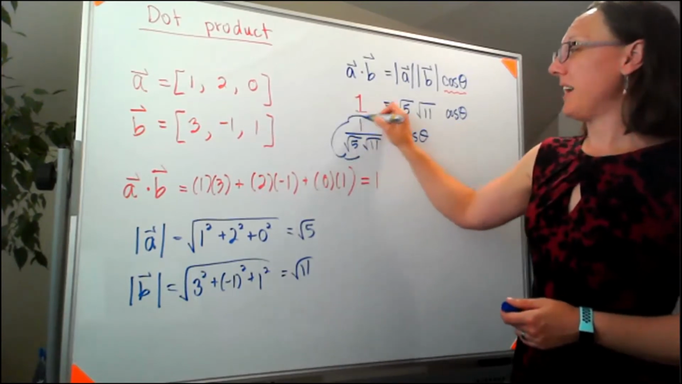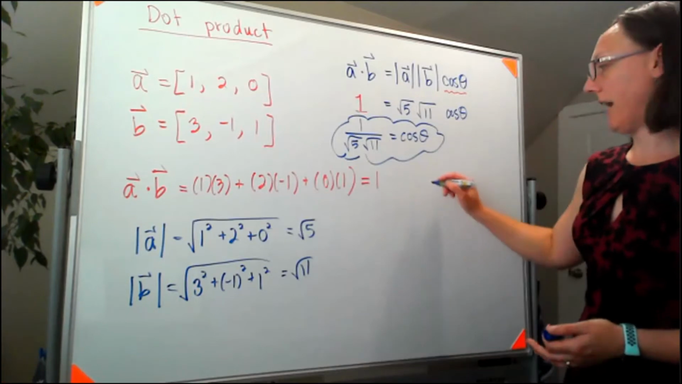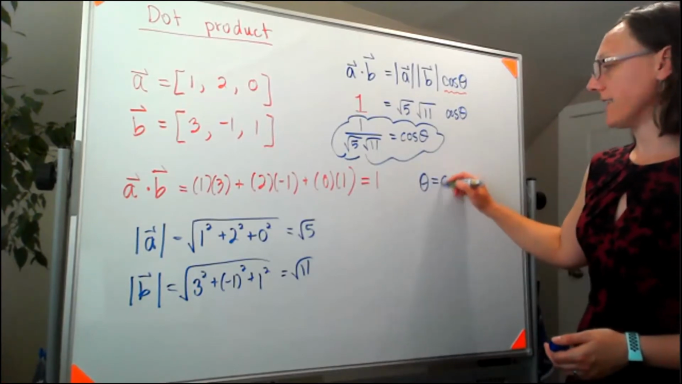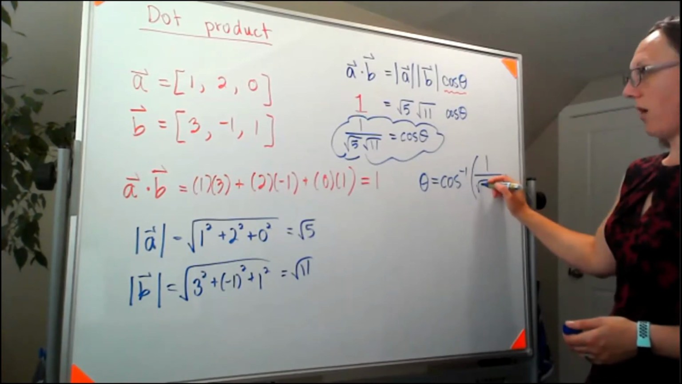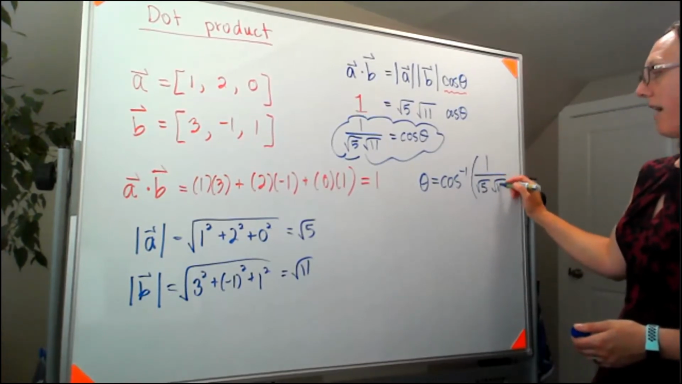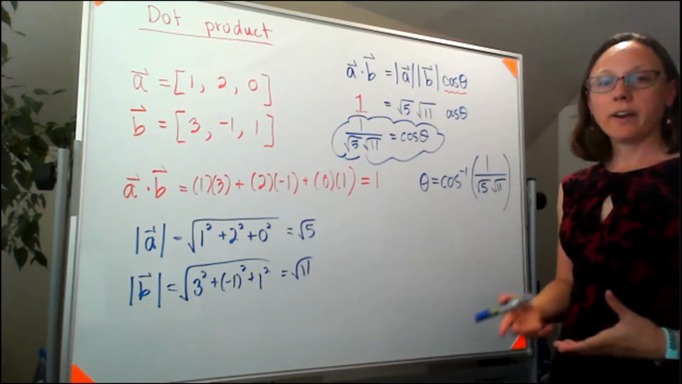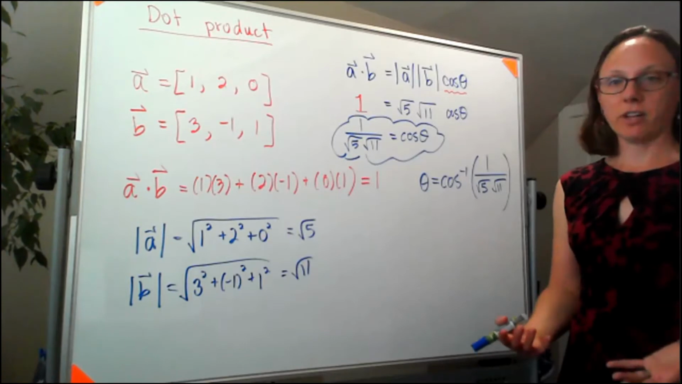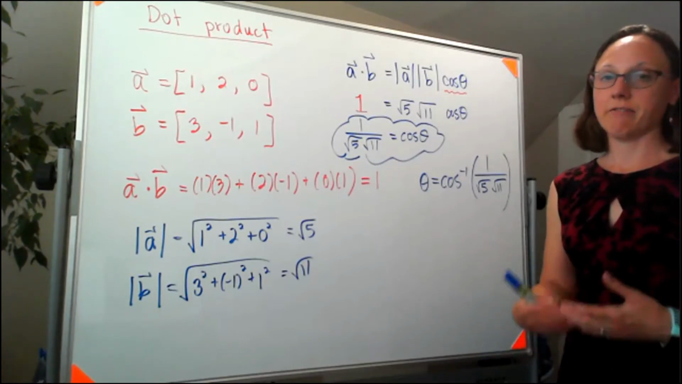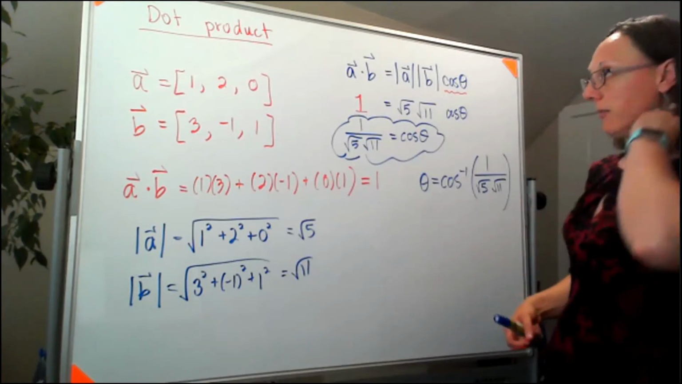And from here, we're going to have to use a calculator. So to get that into an actual angle, theta is equal to cosine inverse of 1 over the square root of 5 times the square root of 11. There's one other thing that we do geometrically with the dot product, and that's the vector projection, or the scalar component of the projection.